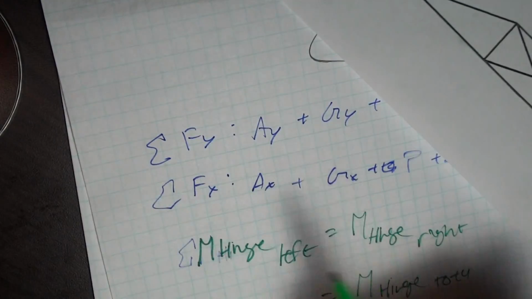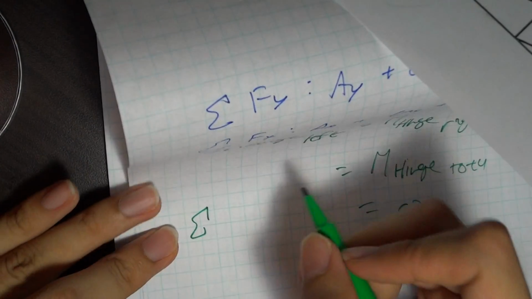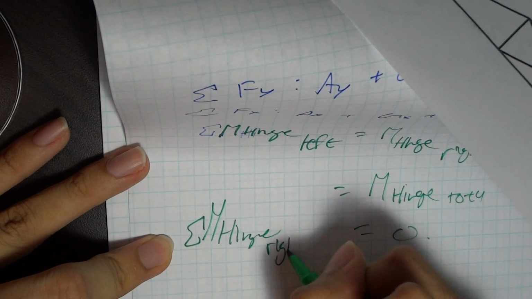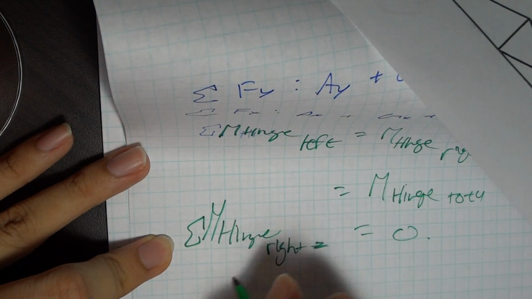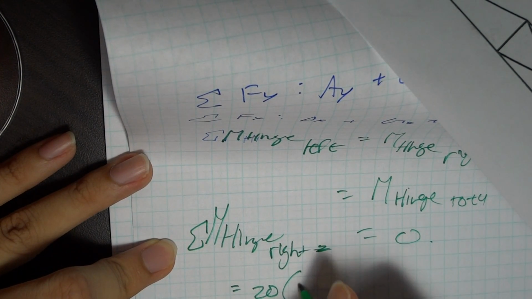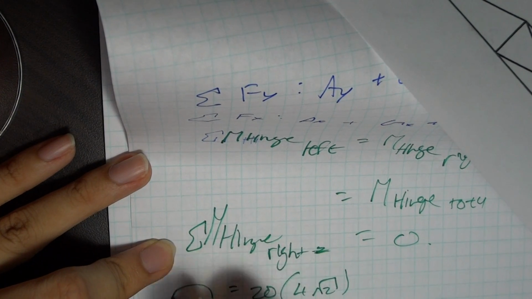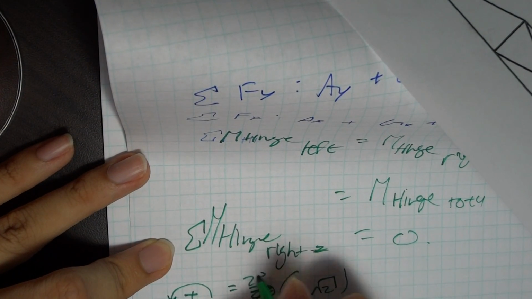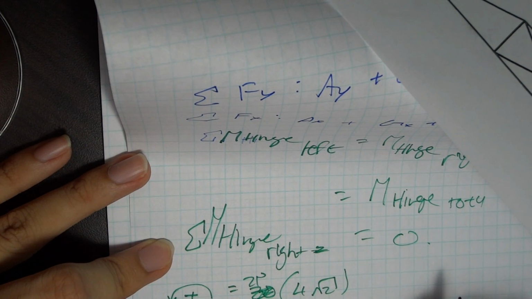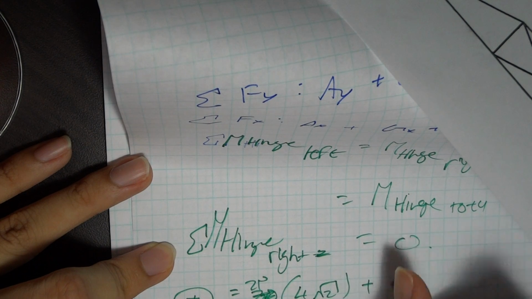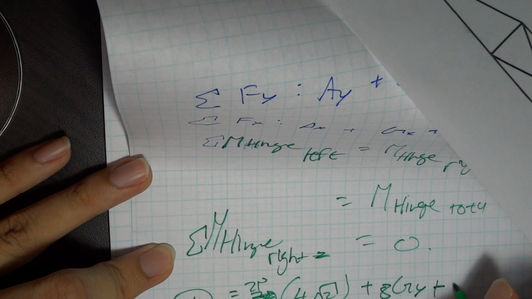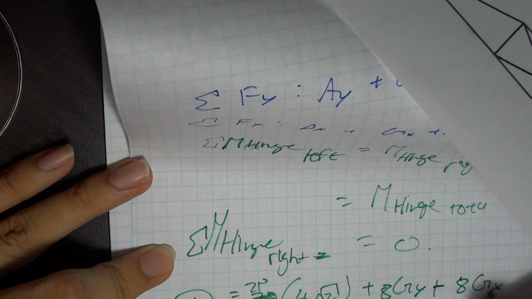Sorry, I use a bad marker. Moment about right is going to be equal to 20 times 4 root 2, and let's say that this is positive. Sorry, this is 2p. Plus 8gy minus, or plus, sorry, 8gx.